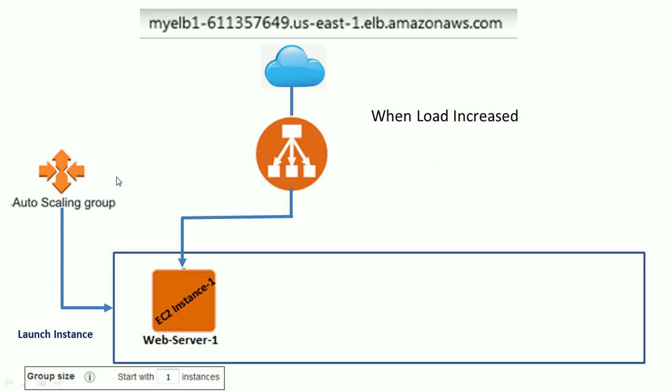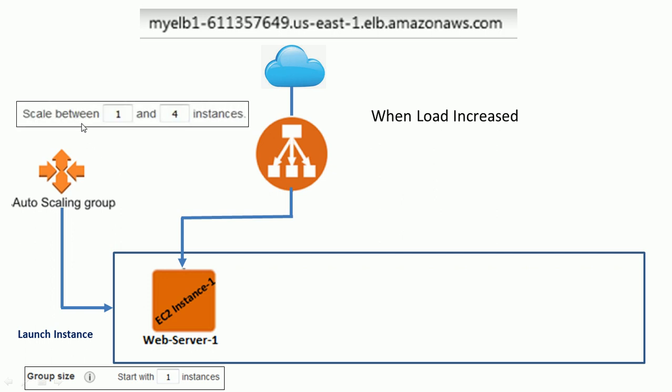When the load is increased, I'm going to scale the number of instances between 1 and 4. The meaning of this is that by default it starts with one instance. Whenever the load increases, it has to launch a second instance and a third instance automatically, depending upon the load. When the load increases, the auto scaling group launches a new instance of the web service.